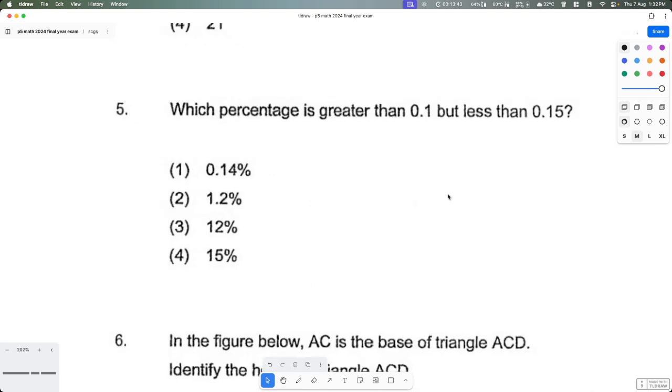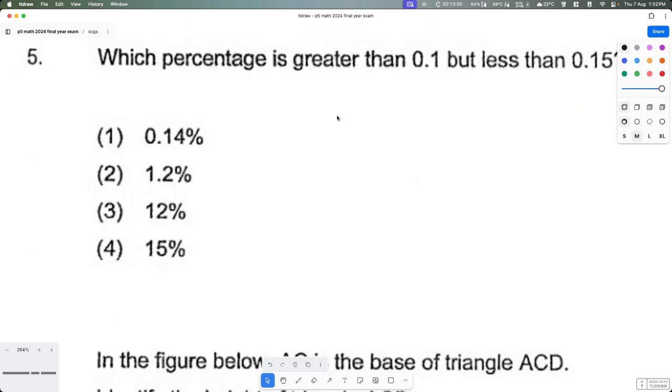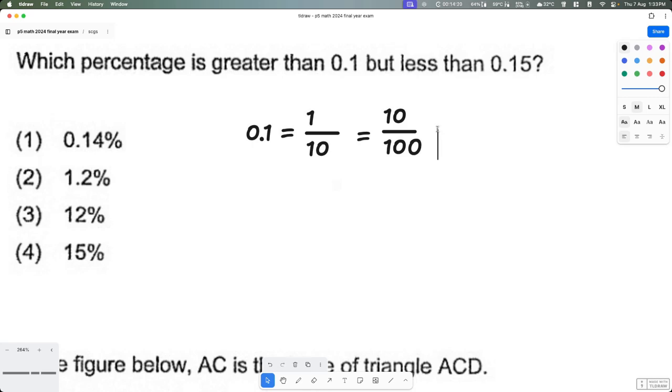Which percentage is greater than 0.1 but less than 0.15? So what is 0.1? Okay, 0.1 is equal to what? 1 out of 10, right? In this case it will be equal to, if you multiply this by 2, this is also the same as 10 over 100. Okay, so in this case, this is also the same as 10%, right? Okay, great. So this is 10%.